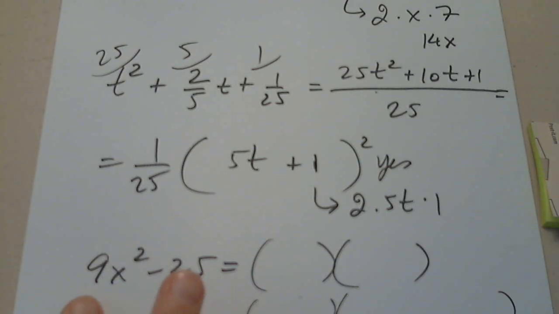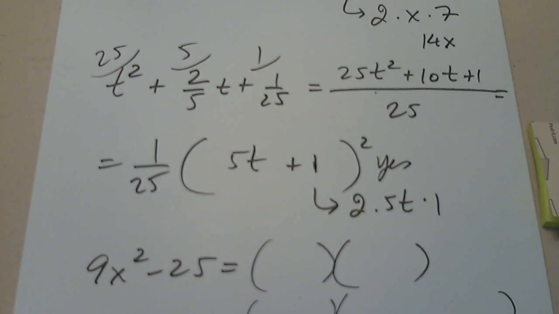Well, there is nothing I can cube to get this. So the difference of cubes is not applicable here. There is nothing I can cube to get 25. So the second option is basically not an option. Good. So then what do I use?